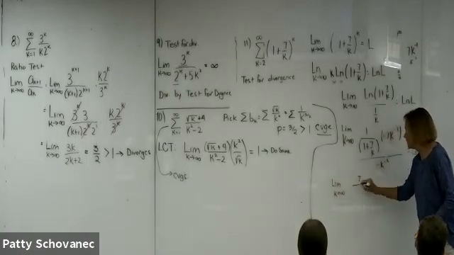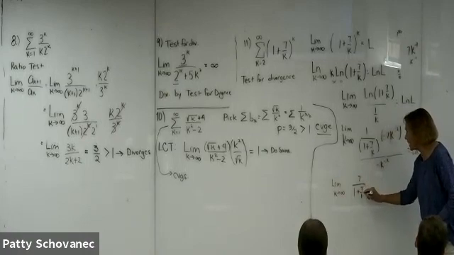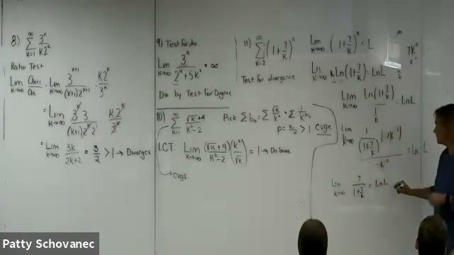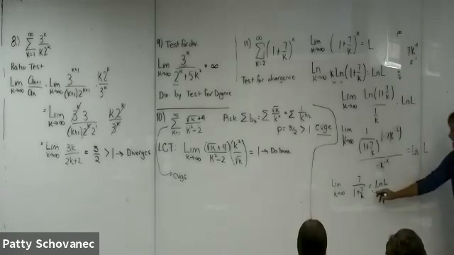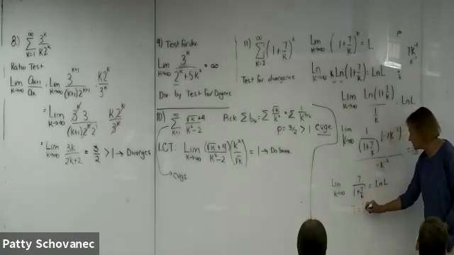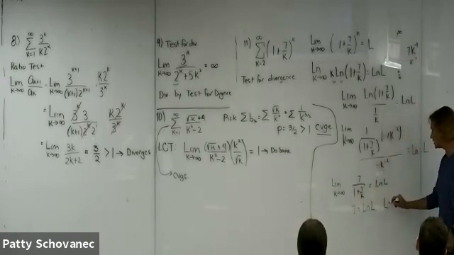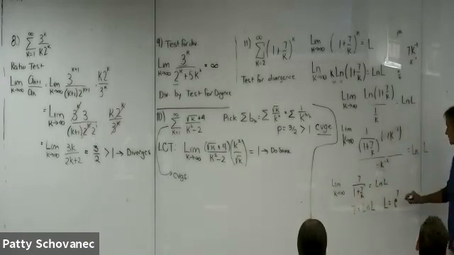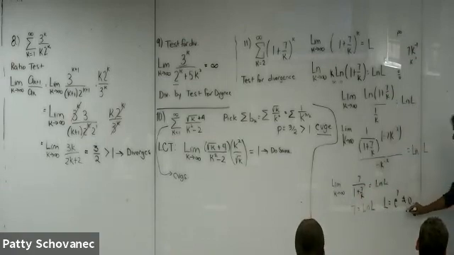Of 7 over 1 plus 7 over k. The only thing that has a k in it is this last term, so that's going to go to 0 and leaves us with 7. So L is e to the 7. And since that's not 0, the series diverges.